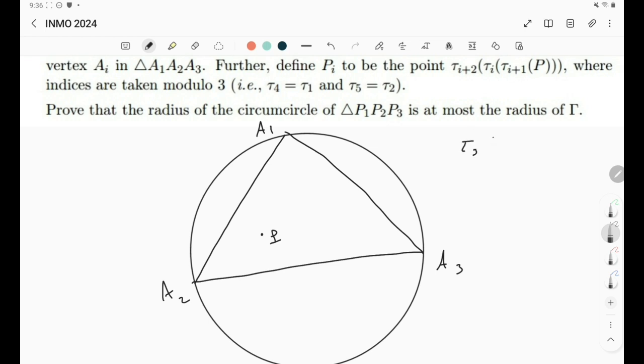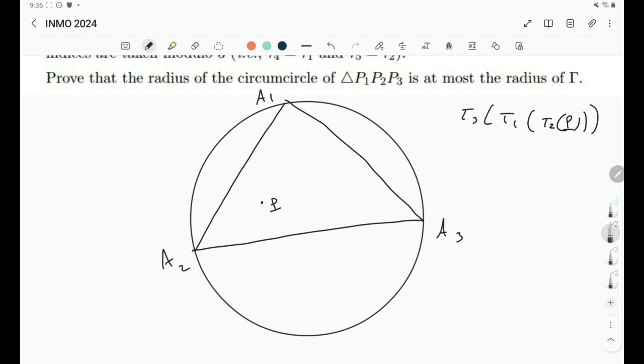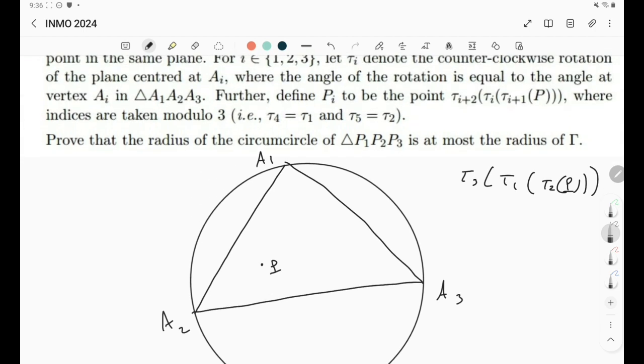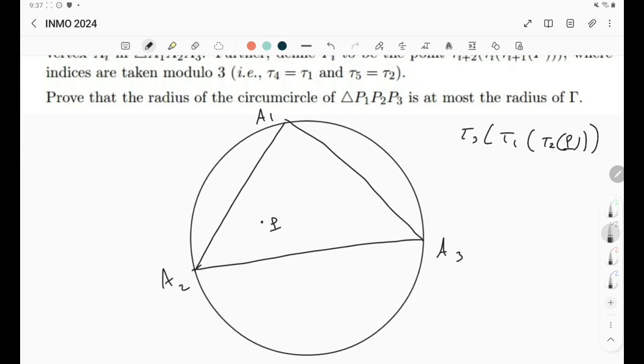1 plus 2 is 3. 1. And then 2 of P. Okay, so first of all, we're going to apply the rotation for 2. So we're just going to join A2P, and we're going to rotate this counterclockwise.